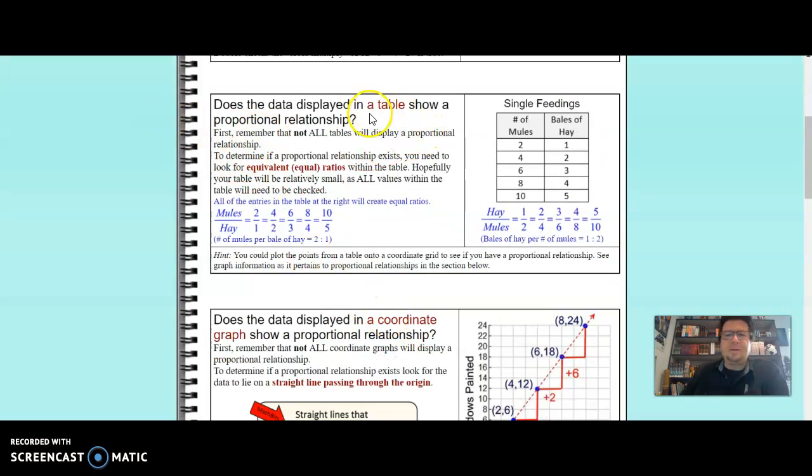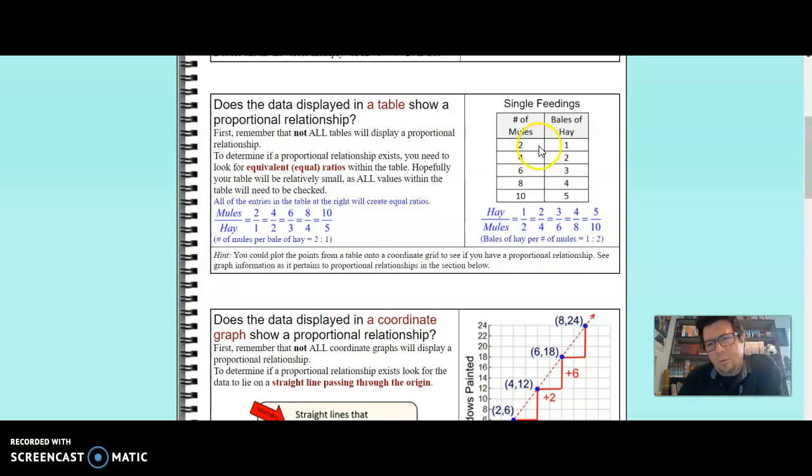Does the data displayed in the table show a proportional relationship? Okay, let's look at this. You always want to start at the top and just see how these numbers go and see if there's anything in these numbers that are repeating. Okay, so we find that something is 2 and 1. 1 is half of 2. 4 and 2. 2 is half of 4. 6 and 3. 3 is half of 6. 8 and 4. 4 is half of 8. 10 and 5. 5 is half of 10.